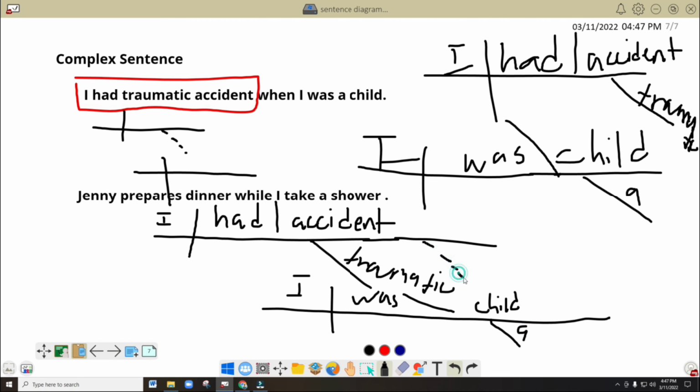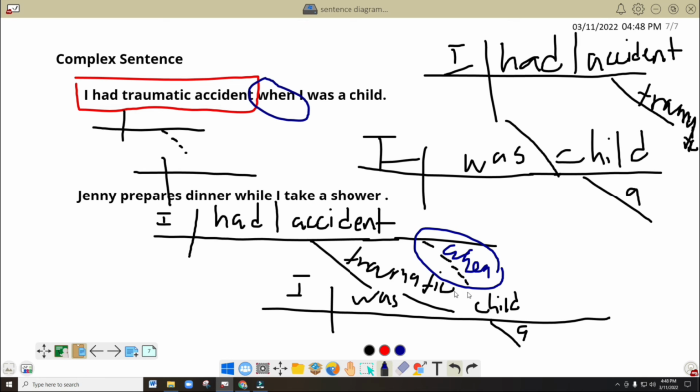What is the missing word here? The missing word is our conjunction, right? So our subordinating conjunction. Which subordinating conjunction are we missing? Here, when. So you will just write here, when. Okay, so you just have to draw here a what? A broken line. So draw a broken line and then you're good. So it's just you have to connect them. So that's it. It means that this is the connector that you use for these sentence. Okay, so I had accident, traumatic, then when, broken line, I was child, a child.